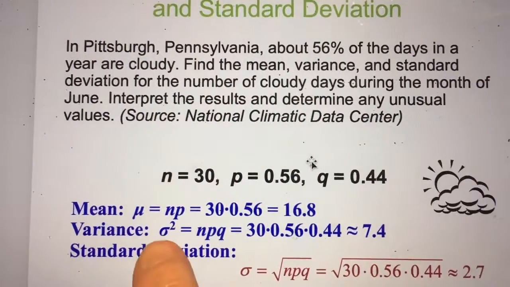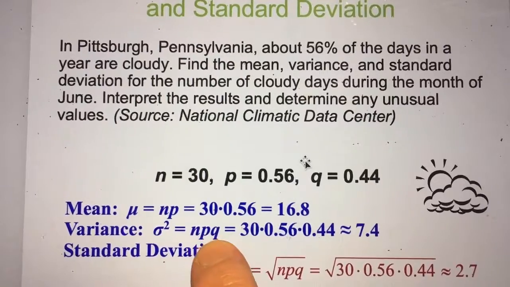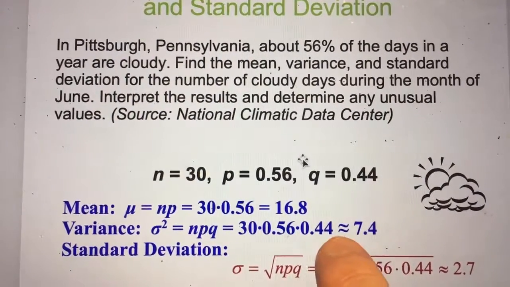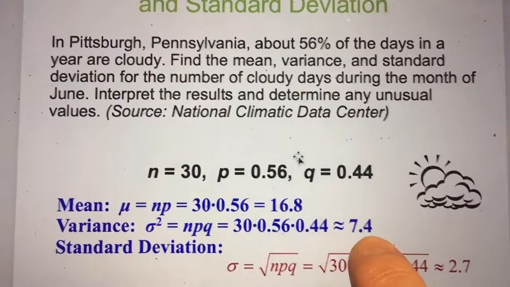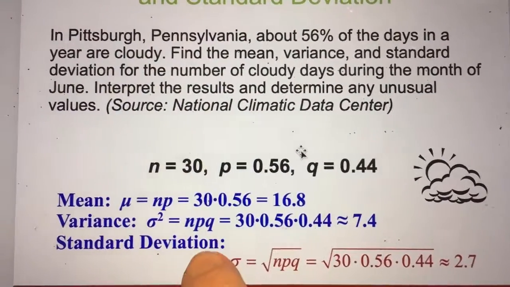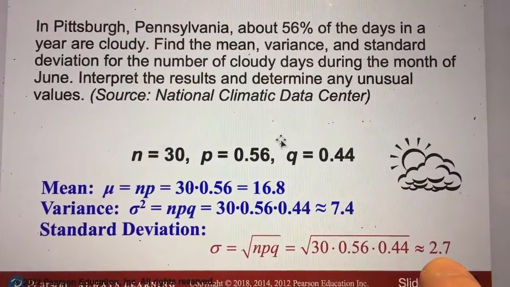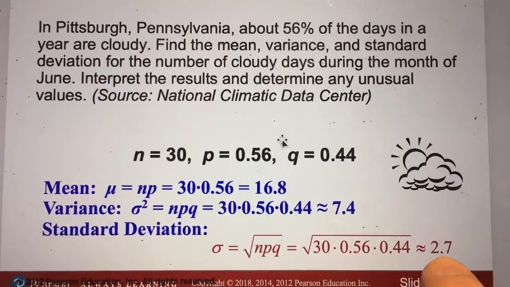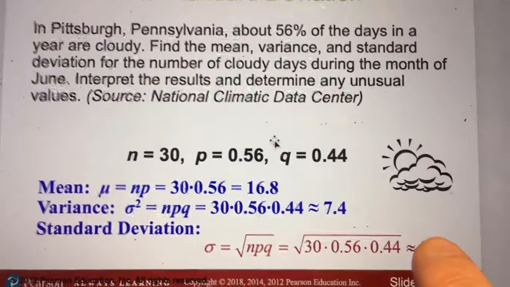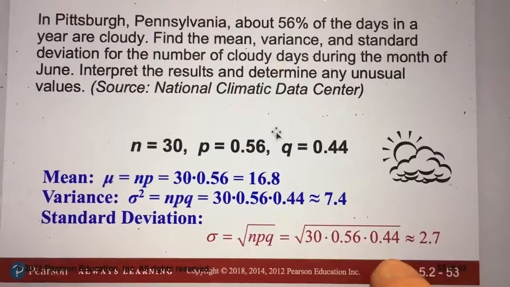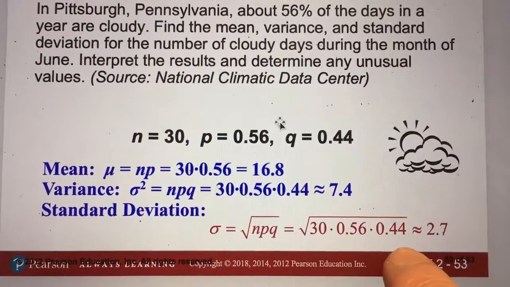Okay, and then the variance is NPQ, which is the N times the P times the Q, which is 7.4. And then the standard deviation is the square root of that, which is 2.7. Okay, so the standard deviation, remember, is going to help you find out if something is usual or unusual, and whether it's insignificant or significant.